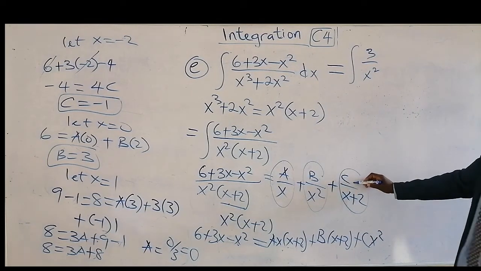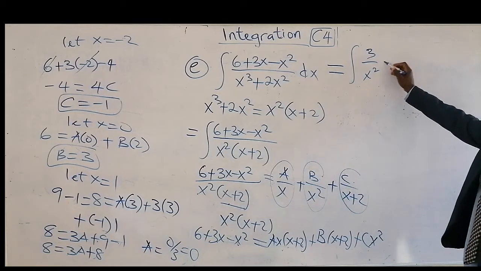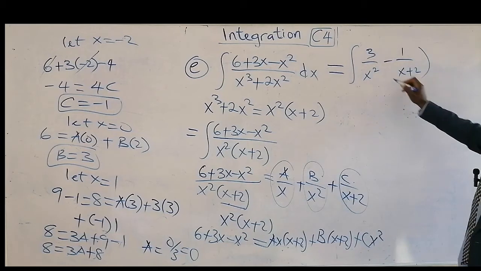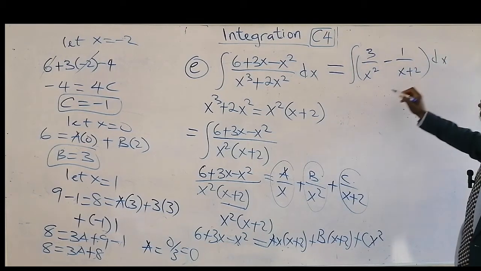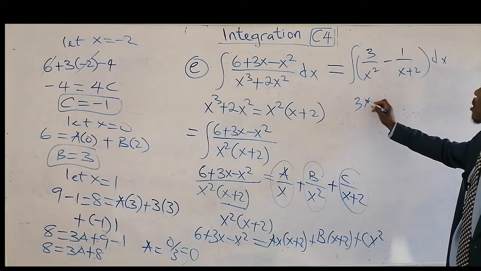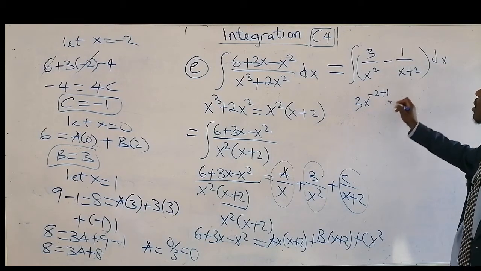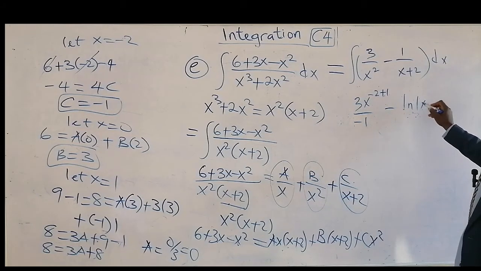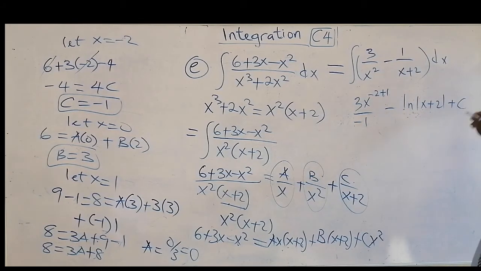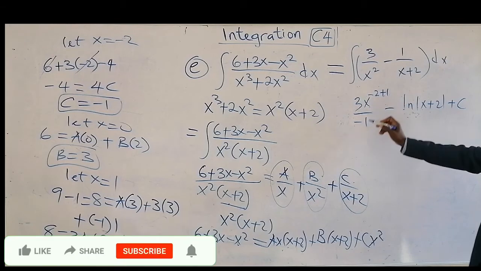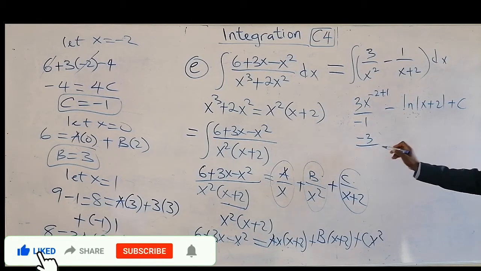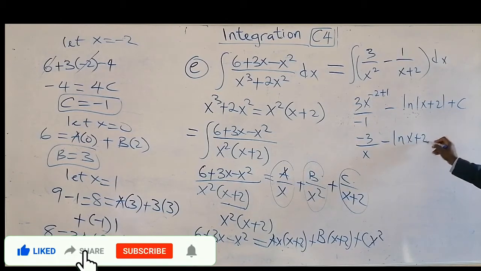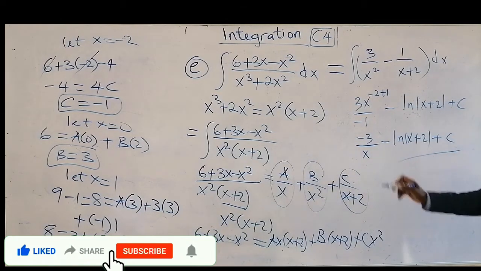Then the c is minus 1 all over what? X plus 2. So this will become 3x to the power minus 2 plus 1 over minus 1, then minus ln x plus 2 plus c. So let's do the arrangement for this place. So that will be minus 3 all over x minus ln x plus 2 plus c. And that's the answer for that question.